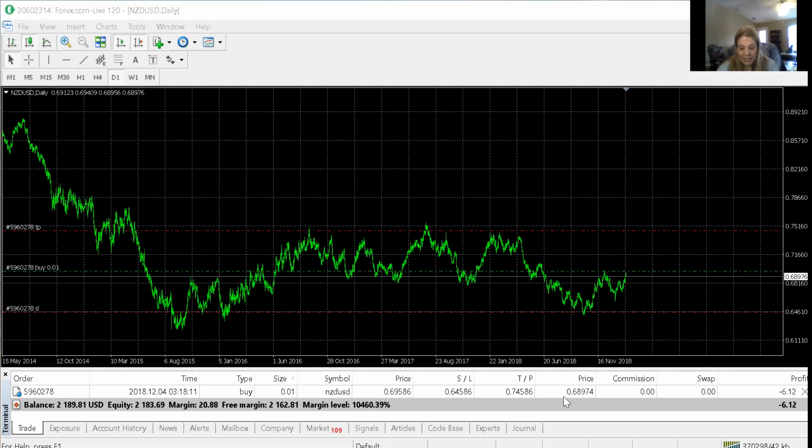This is a buy. So the entry price on here is 0.69586. My stop loss is 0.64586, and my take profit is 0.74586. Now let me show you something. This is what you call a naked chart, meaning there's no indicators, there's no trend lines, there's nothing on here other than the entry price, the stop loss, and the take profit, as well as the trade itself.